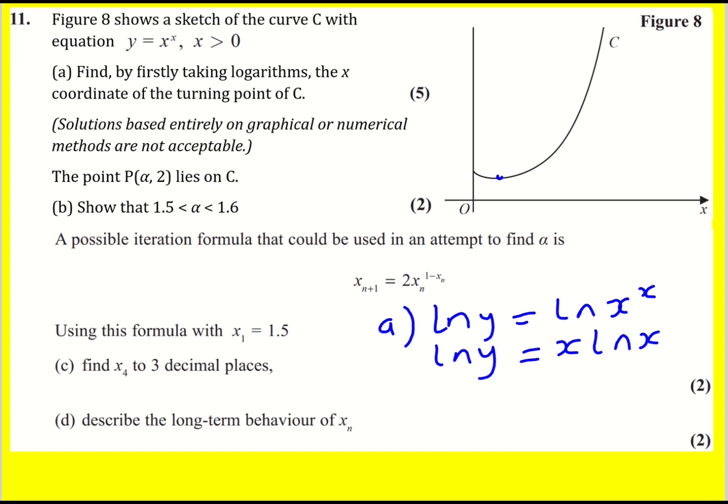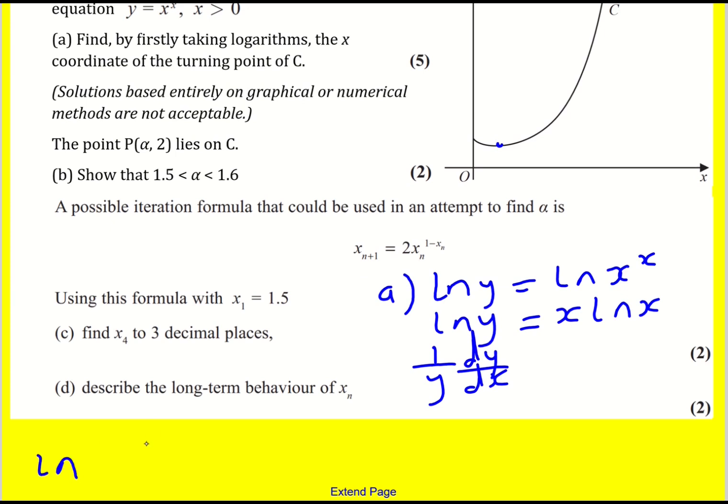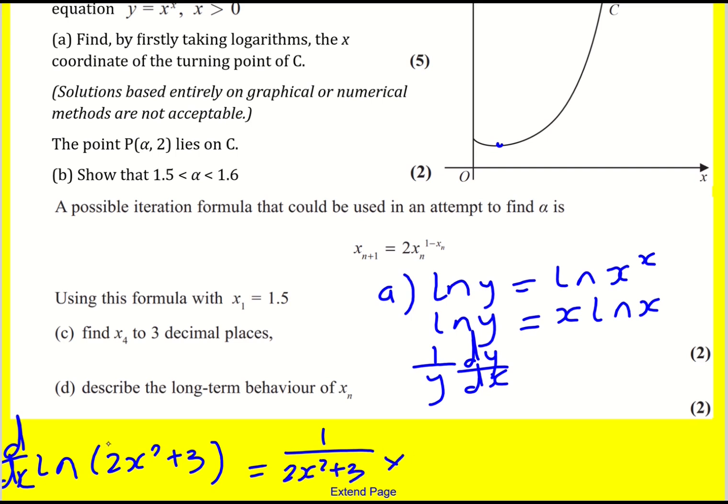On the left, it's implicit differentiation. So I'm going to differentiate ln y with respect to x. We get 1 over y multiplied by the derivative of y, which is dy by dx. That's how implicit differentiation works. Because if you had, say, ln of 2x squared plus 3, and you differentiated it, then you'd get 1 over 2x squared plus 3, and then you would times by the derivative of the inside, which is 4x in this case. I'm actually doing the same thing. I'm doing 1 over y and times it by the derivative of y.